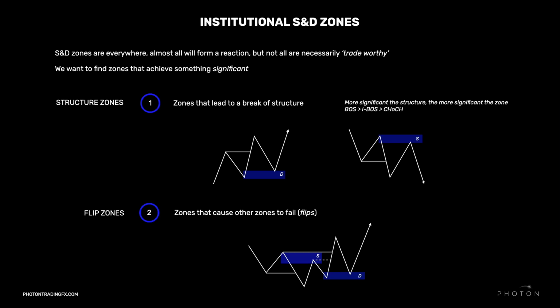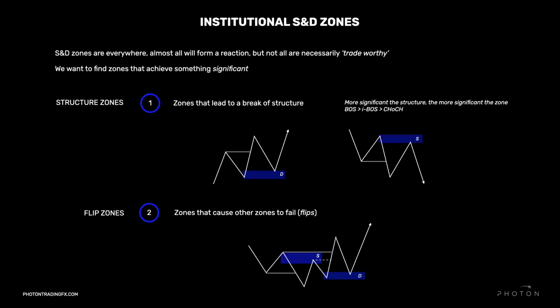But when you find a zone that combines both methods, so not only does it cause a break of structure, but it also causes another strong zone to fail in the process, so you get a structure break and a flip, that is when you have a high probability zone. Again, when you compare those two reasons with all of the other confluences we're going to use, market structure, liquidity, and so on.